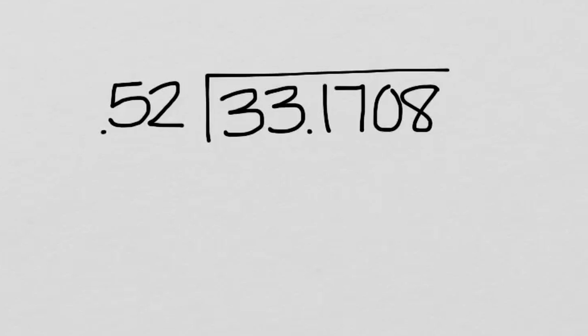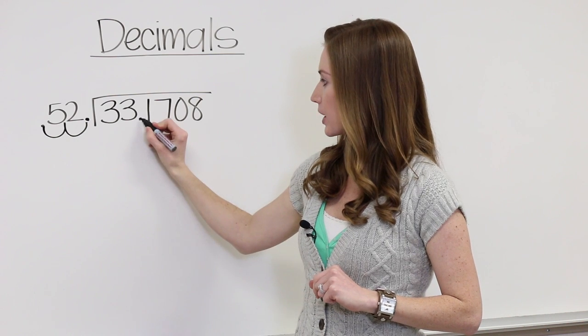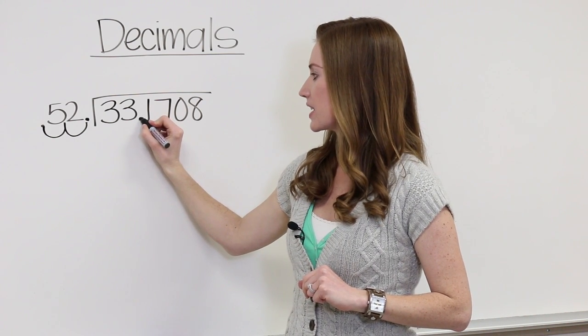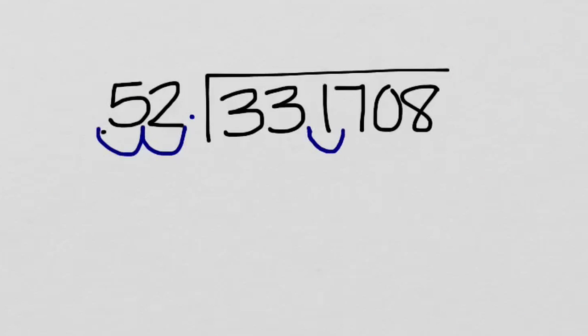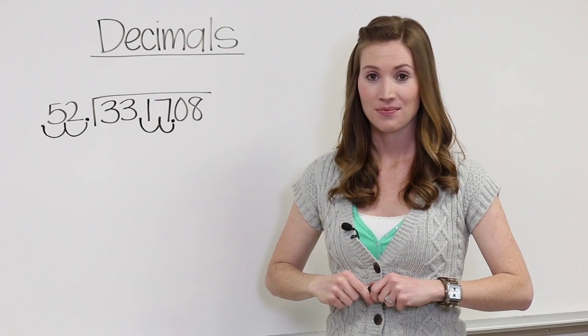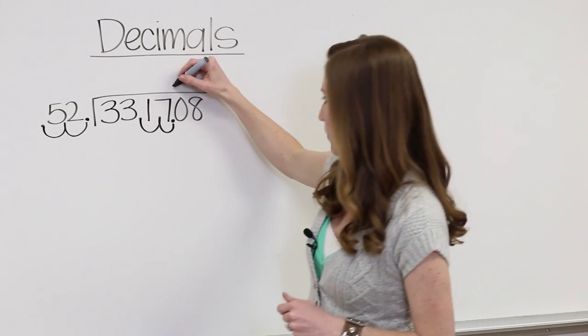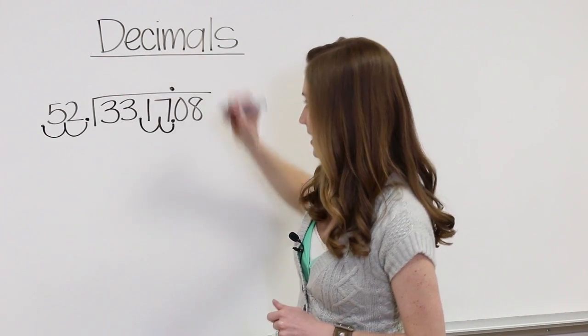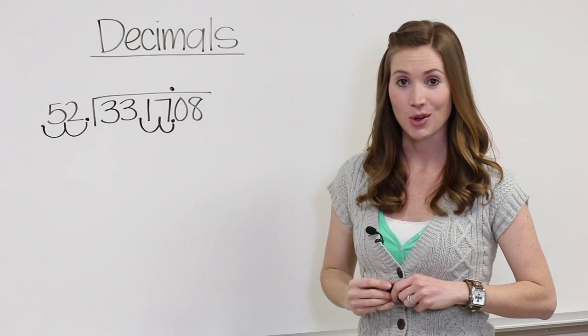We're going to move our decimal point twice in 52 hundredths, and it's going to become 52. Then we're going to move our decimal point twice on our dividend. 1, 2. What's the next step? If you said bring up the decimal point, that's correct. Now we can just divide as usual.